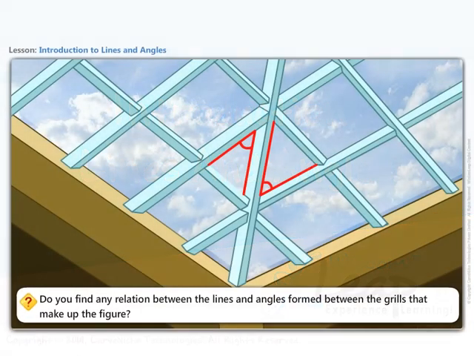A skylight of a building is made up of grills that satisfy the properties of basic geometry of lines and angles. Do you find any relation between the lines and angles formed between the grills that make up the figure?